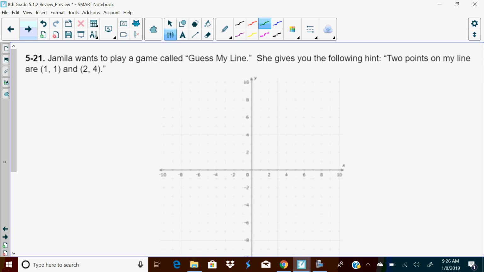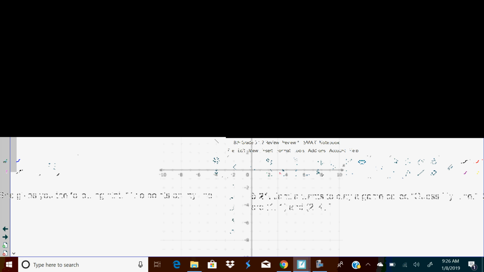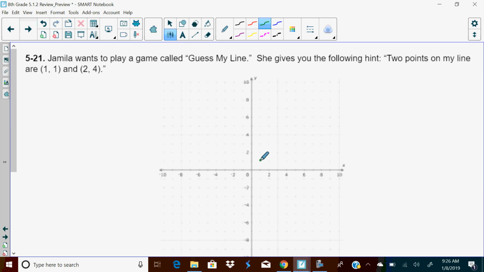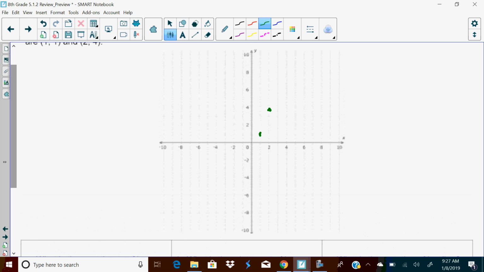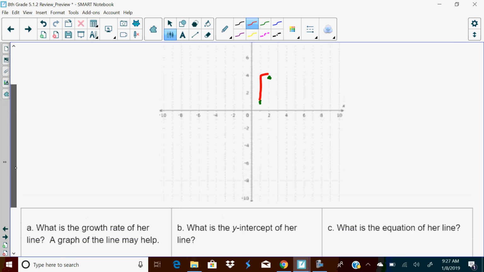Problem 21, Jamila wants to play a game called Guess My Line. She gives you the following hints. 2 points are on my line. 1, 1, so 1, 1 is right there, and 2, 4. Those 2 points right there. So then it says, what's the growth rate of her line? So I can make a triangle. We did it in a different color. It's going up by 1, 2, 3. So the growth rate is 3.